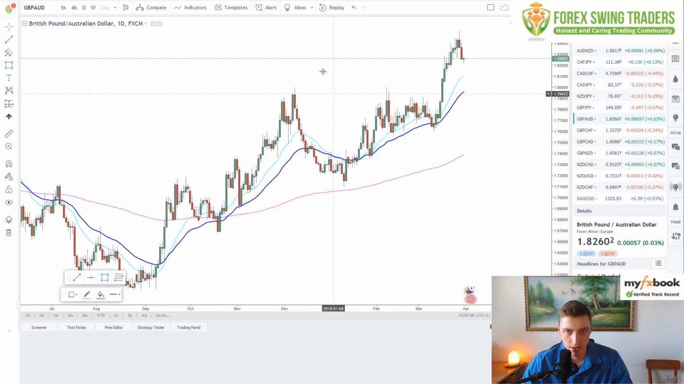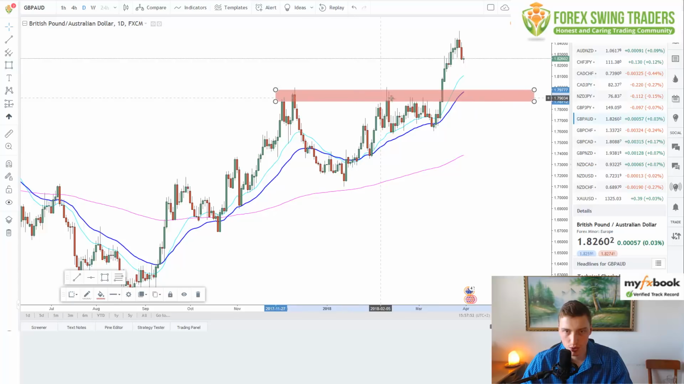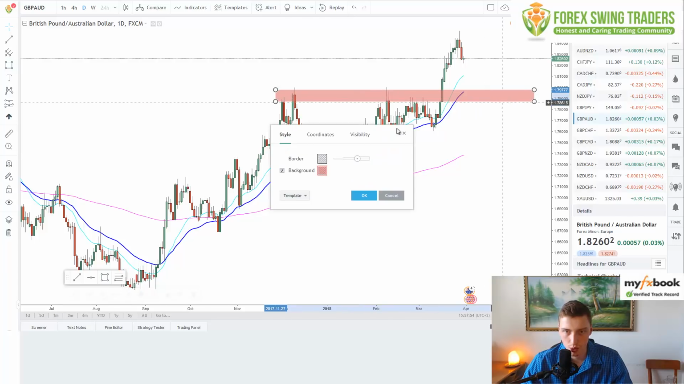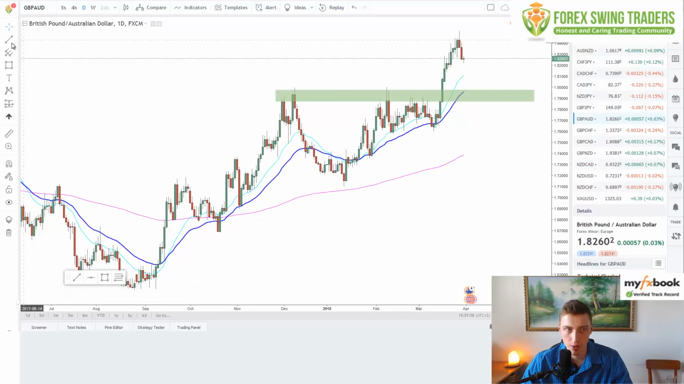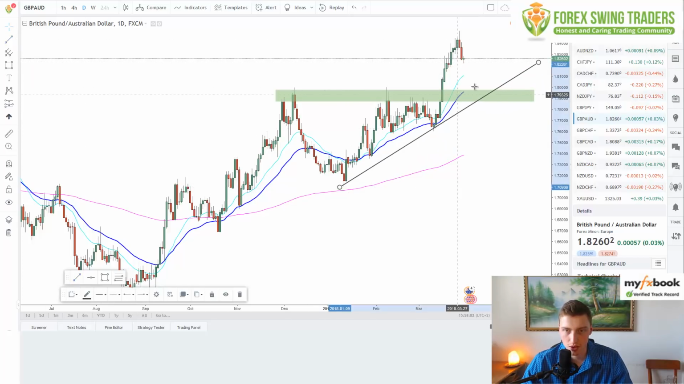And if we identify the structures, it's very simple for this one. So here was a resistance, broken, acts as support. Okay, so you can see how much easier it is for Pound Aussie. And here we also have a supportive trend line, so this might be a relevant area to buy. Okay, if you're a scalper, if you're a day trader, if you're a swing trader, this area might be good for buying. Okay, so that's it.